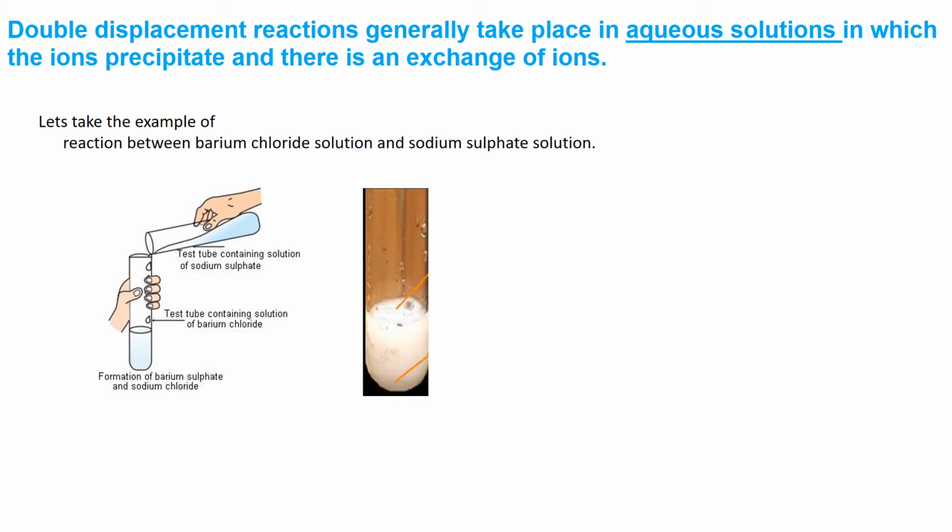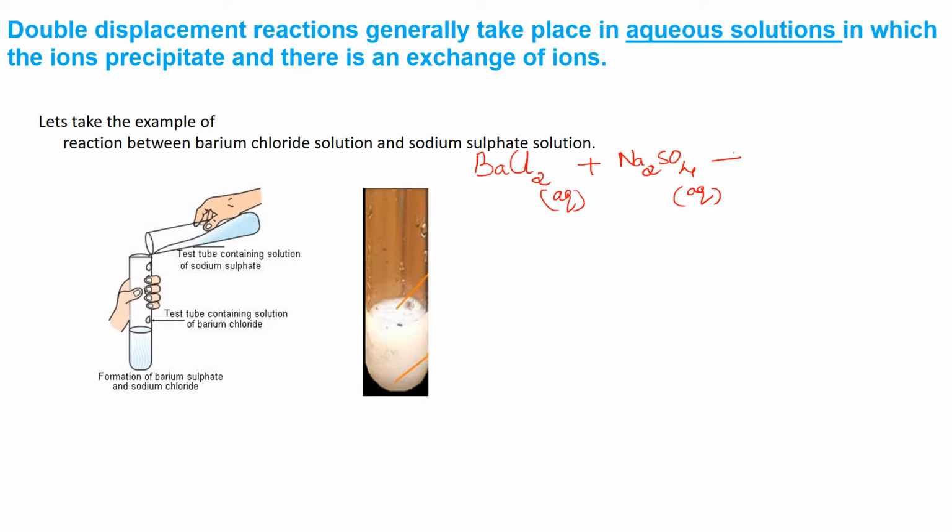Let us take the example of barium chloride. Barium chloride solution we have to take. Let us write it. What is the chemical formula for barium chloride? Barium chloride is BaCl2. It's a solution which is colorless. You have to take that in a test tube, and then in another test tube, you will take the same amount of sodium sulfate solution. Sodium sulfate is Na2SO4. That is again a solution.